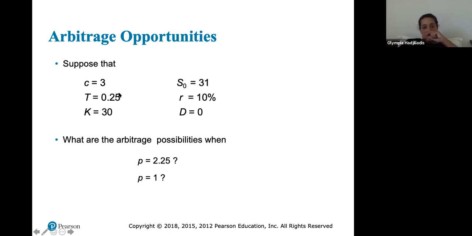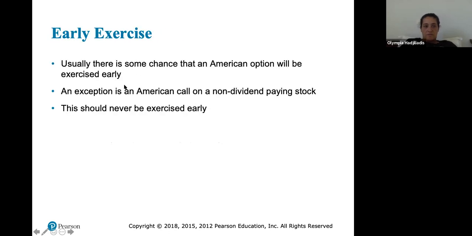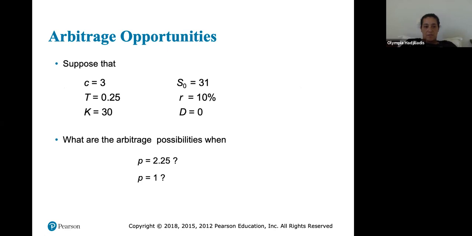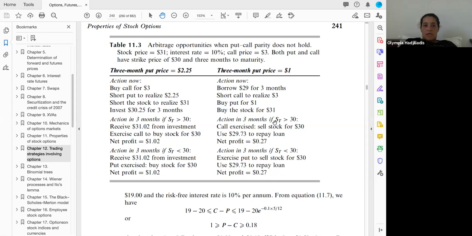if this relationship, which is the put call parity, doesn't hold. So if put call parity doesn't hold, then we have arbitrage opportunities, and we just saw what those arbitrage opportunities are when P is 2.25 and when P is equal to 1. We just saw that in the book. So we can go through this again.